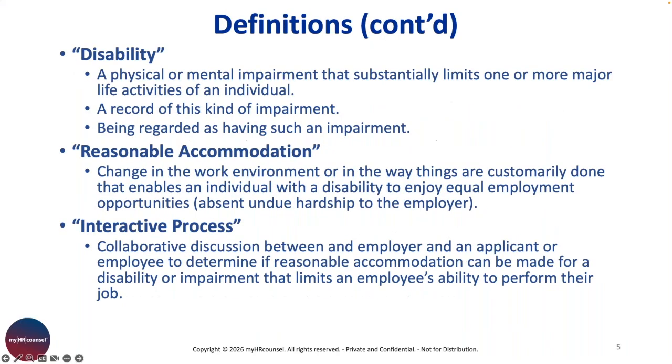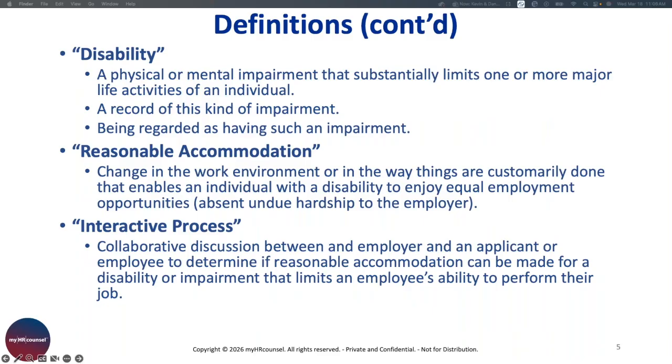Some additional definitions: disability. That's a physical or mental impairment that substantially limits one or more major life activities of an individual. So think of things like walking, standing, talking, hearing, being able to perform work, being able to drive, etc. A disability can also include a record of that type of impairment, or if someone is regarded as having such an impairment, that's also covered under the definition of disability.